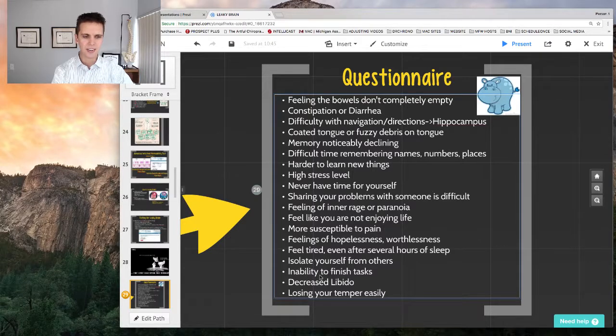from others, an inability to finish tasks. That's often a dopamine response, along with motivation. Decreased libido even, and losing your temper easily.